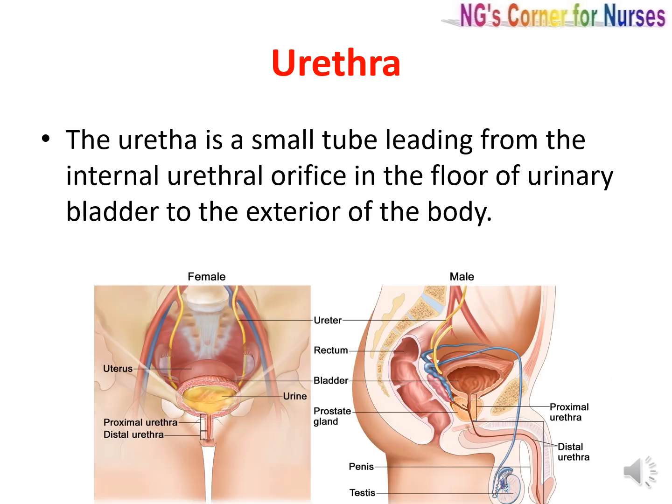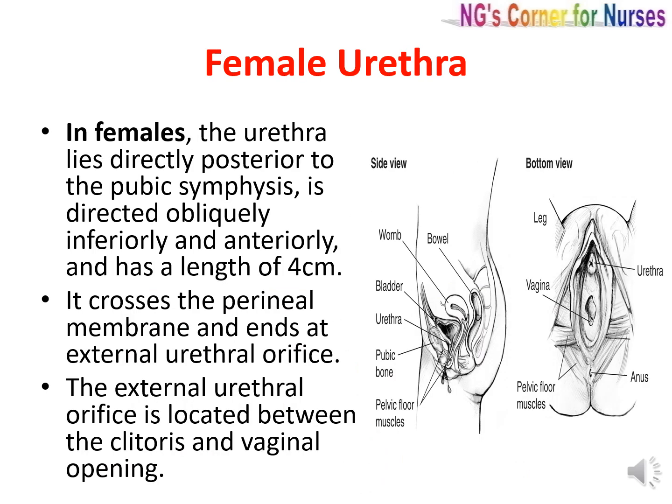The urethra is a small tube leading from the internal urethral orifice in the floor of the urinary bladder to the exterior of the body. Let's start with the female urethra.